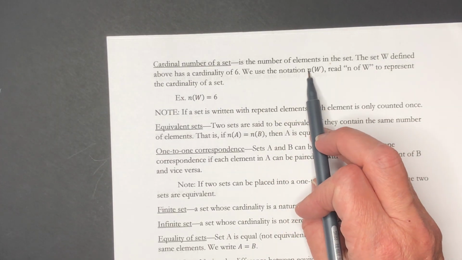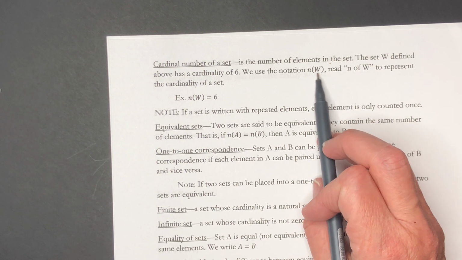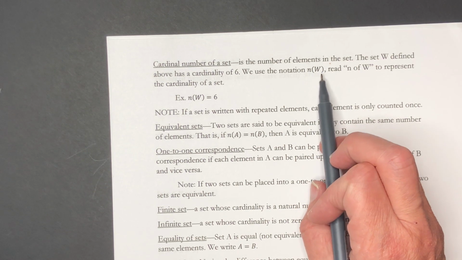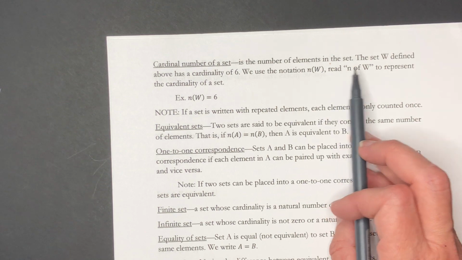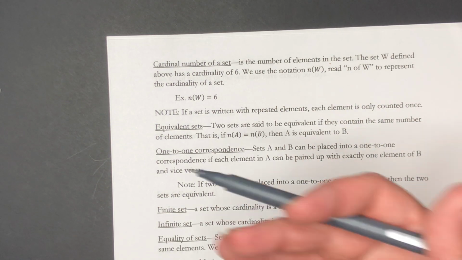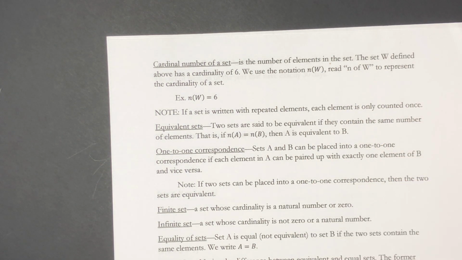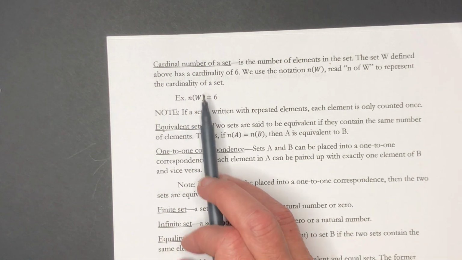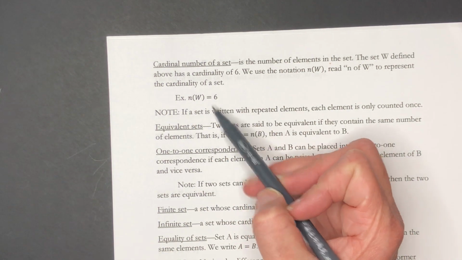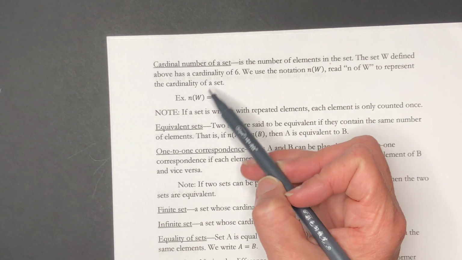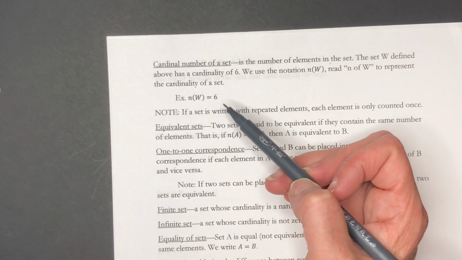We use the notation n in front of the name of the set written in parentheses. This is read "n of W," or the number in W, or the cardinality of W. And it's going to give you just a specific number. Notice this is not a set, it is not in braces, it is just a count of how many things are in there.